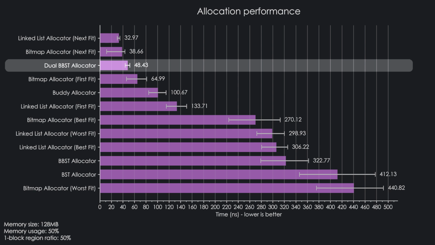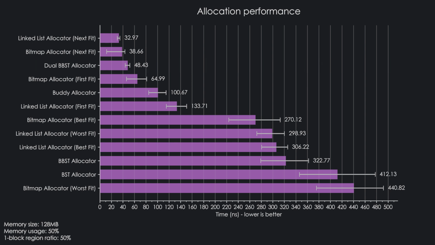The biggest surprise for me was the implementation that used separate binary search trees for free and used regions, which performed really well, being on the third place. It might be worth trying some more experiments with this allocator, such as combining this with the linked list next fit allocator. Perhaps we could get an even better result.